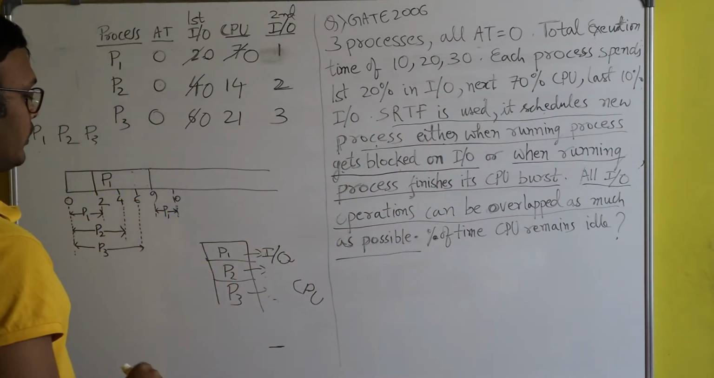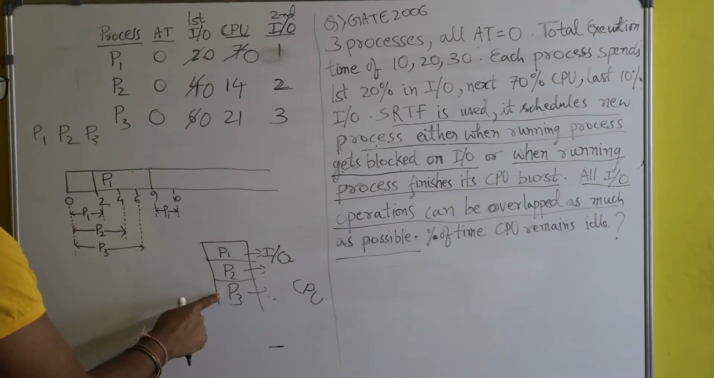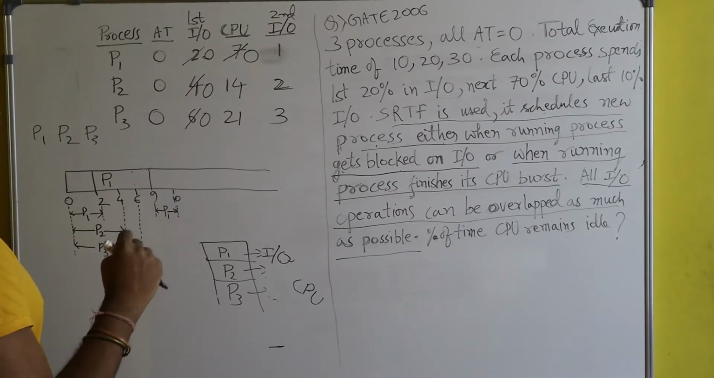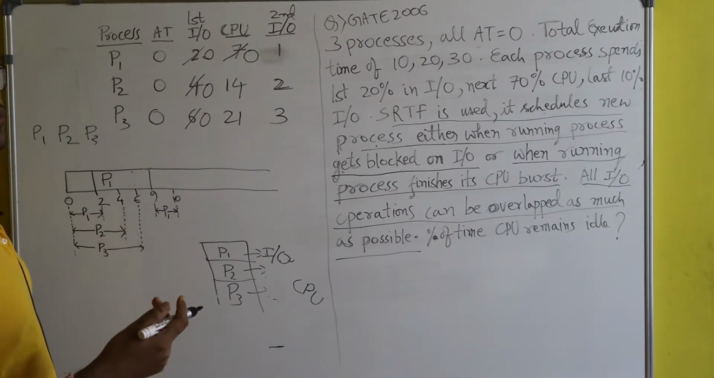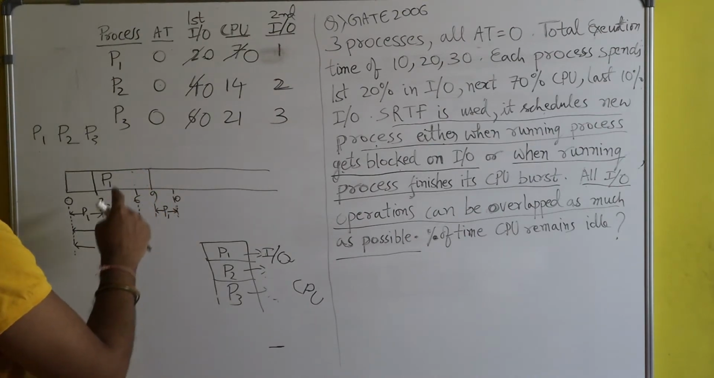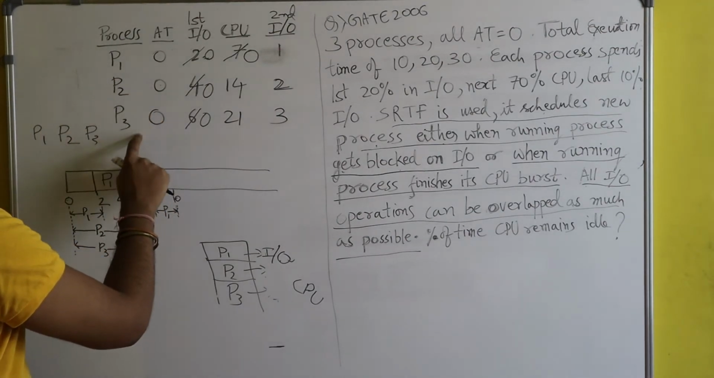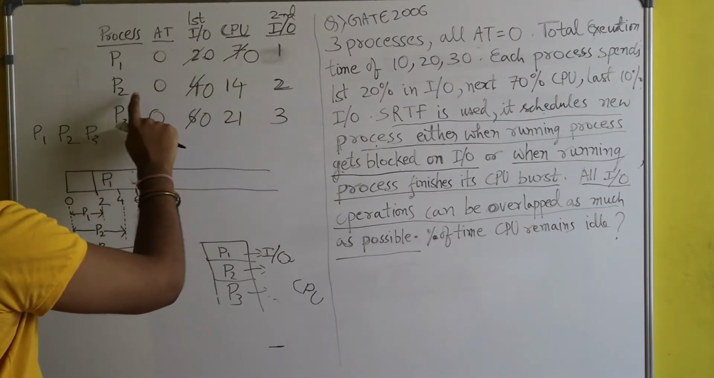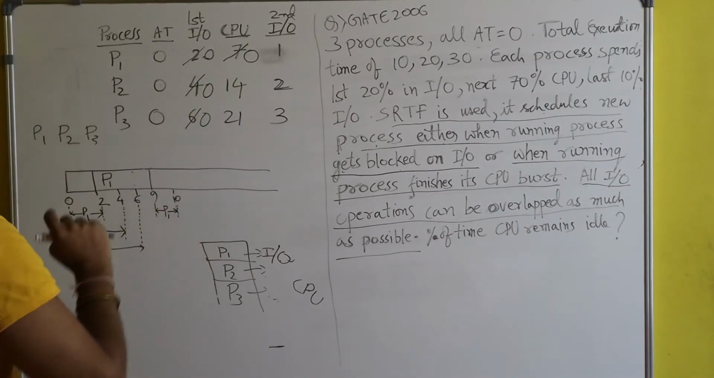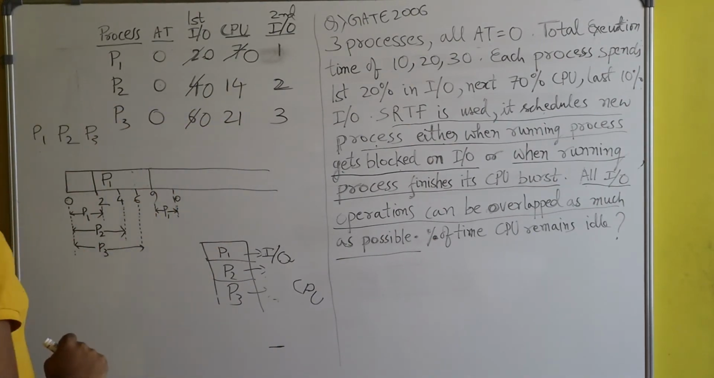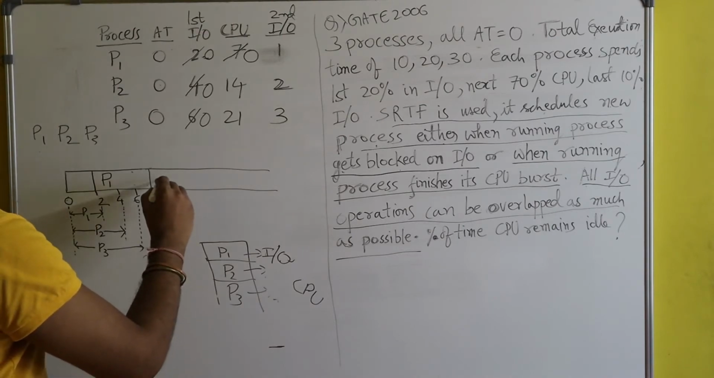Okay. Now which process to select? P2 or P3? Since it's shortest remaining time first, we will select the process with lower burst time. So you just compare the CPU burst time of P2 and P3. P2 has 14, P3 has 21. So definitely 14 is lesser than 21. So P2 will be selected here. So here I will write P2.